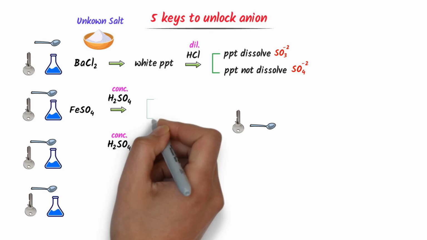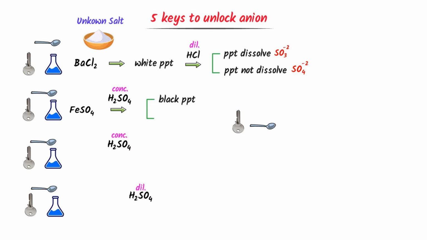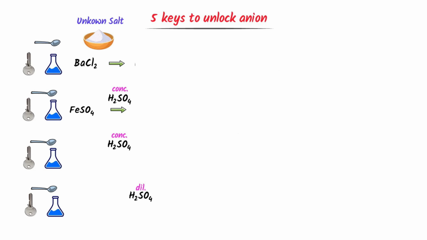We will get two possible answers, black precipitate or brown ring. The black precipitate represents nitrite ion and the brown ring represents nitrate ion. Thus using the second key, we can identify nitrite ion and nitrate ion. But wait a minute. What if we do not get a black precipitate or brown ring?